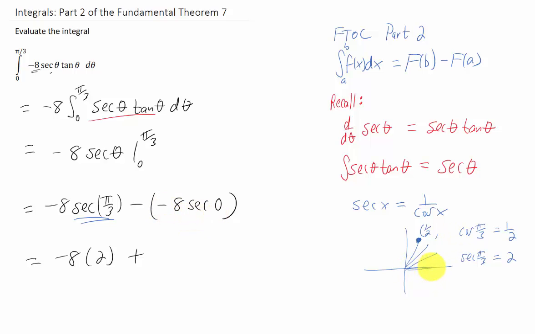Well, my angle 0 is down here, and that cosine value, that x value there, is 1. So if the cosine of 0 equals 1, that means the secant of 0 also equals 1, or 1 over 1. We just have 8 times 1, and our final answer is going to be -16 plus 8, or -8.